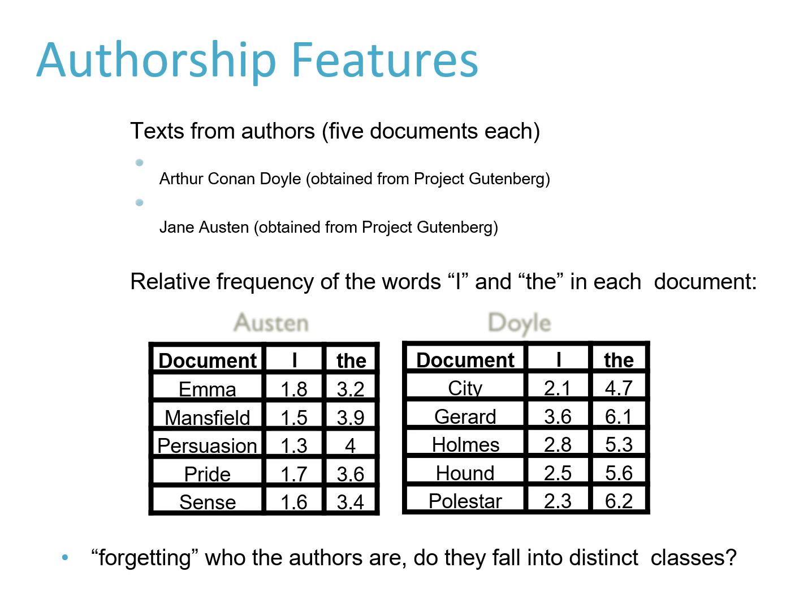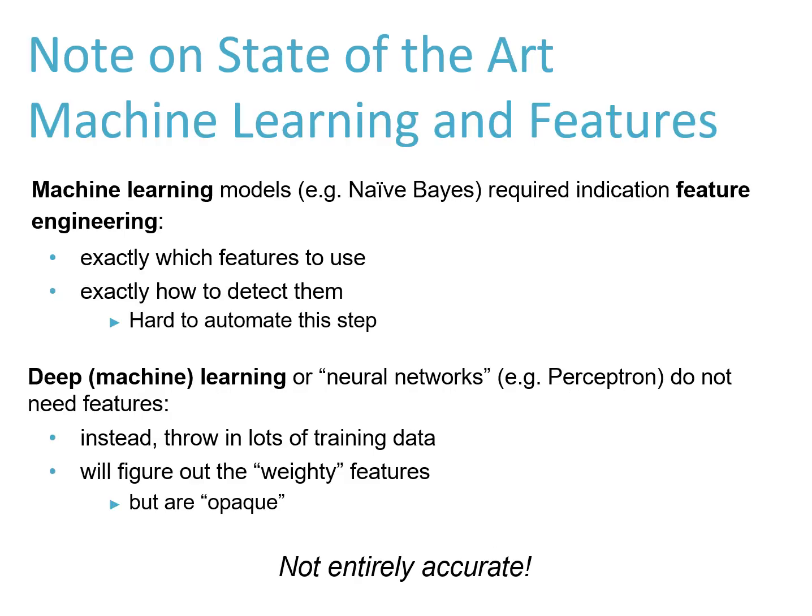This can be used by our computer or by you to better determine which author wrote what, or determine which text belongs to which user-defined class. An important note to make is on the state of machine learning and its features. For machine learning models, they required an indication known as feature engineering. A user manually inputs what features to notice, how to detect them, and this is fairly hard to automate.